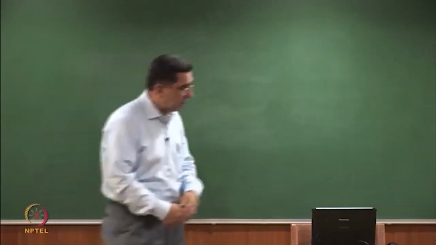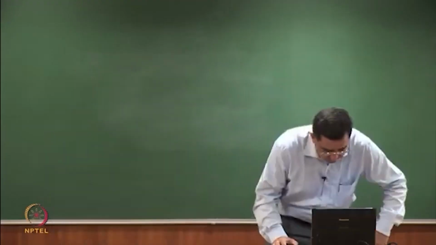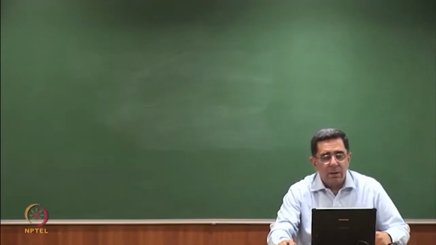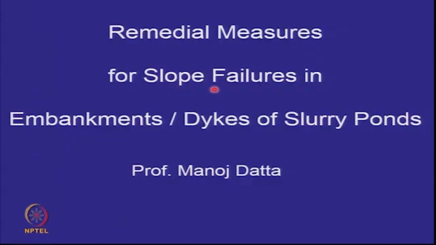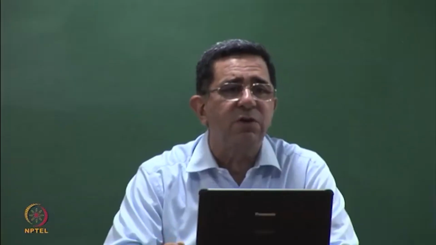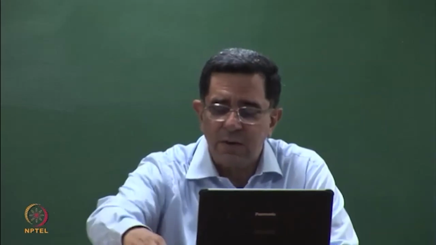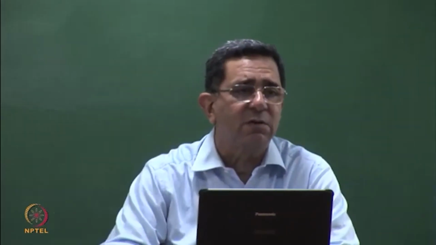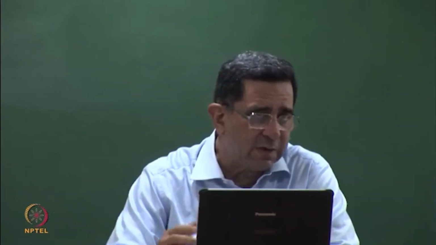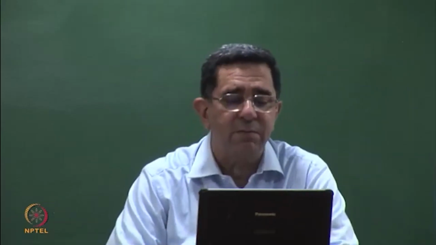So, today's topic is remedial measures for slope failures in embankments, dikes of slurry ponds. Normally such failures are not reported in the downstream method of construction, but there are very few cases of downstream method of construction in the country. So, most of the failures that we are going to look at are by the upstream method.